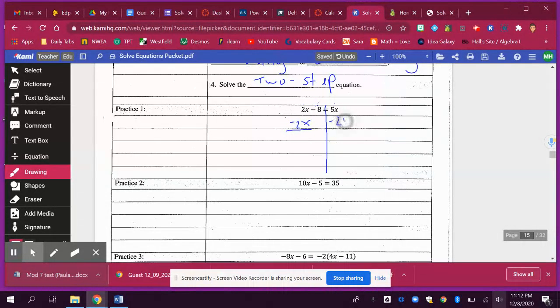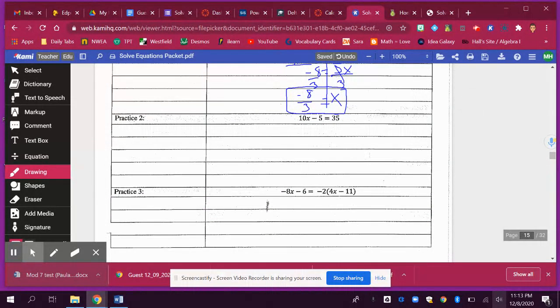Whatever I do to one side, I do to the other. So I'm left with negative 8 equals 3x. I'm going to divide by 3, and I notice that 3 doesn't go into negative 8 evenly. I'm going to leave this as a simplified fraction. And it is an improper fraction, and that is perfectly okay.